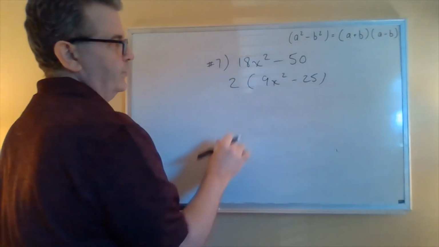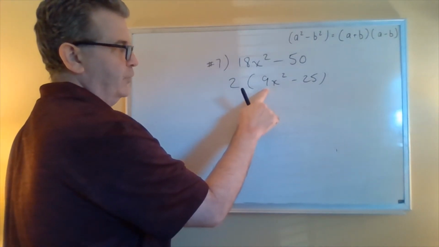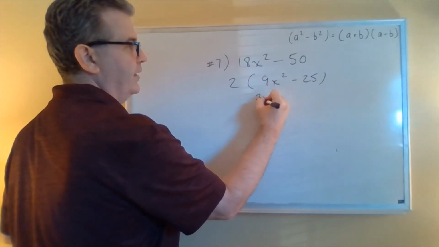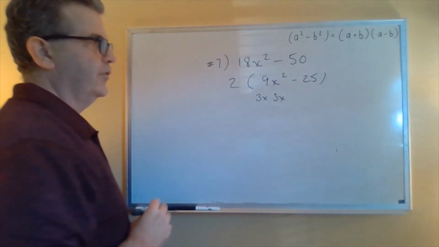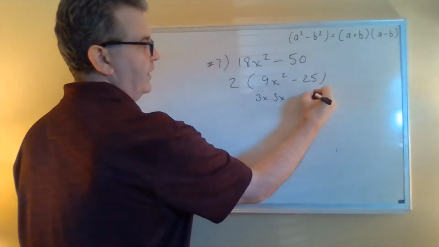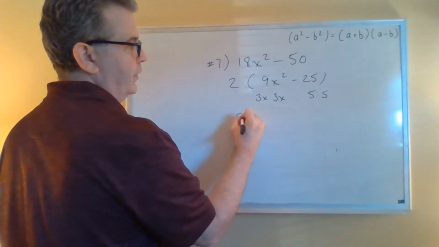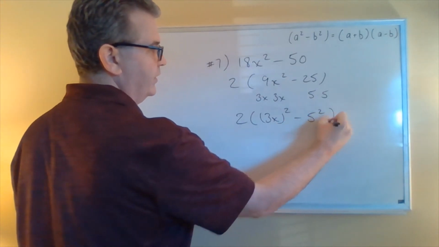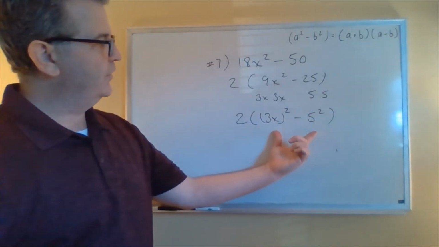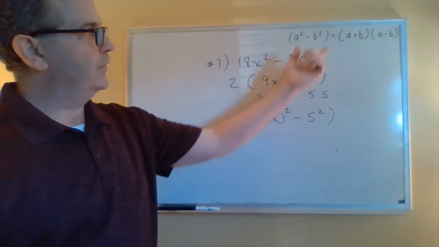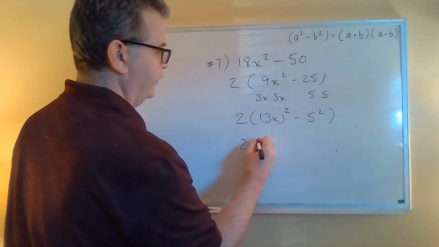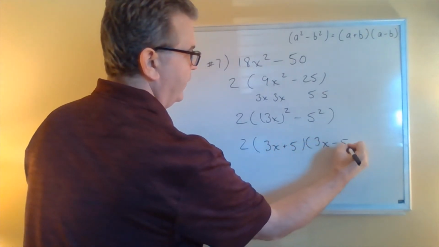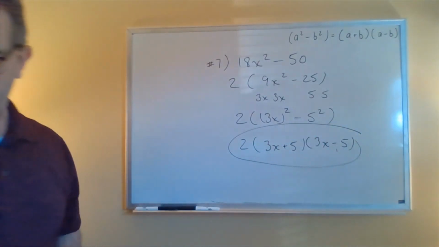So now let's look, do we have perfect squares? Well, is 9 a perfect square? Yep, 3 times 3. Is x squared a perfect square? Yep, x times x. So we can rewrite 9x squared as 3x times 3x. How about 25? Yes, that's 5 times 5. So rewriting, we have 3x squared minus 5 squared inside our parentheses here. See, we have perfect square minus perfect square, so we can use our rule up here, and we will have 2 times 3x plus 5, 3x minus 5. And there is our answer for number 7.